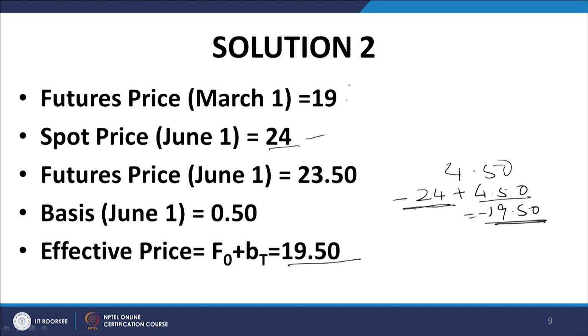4.50 is the profit that I made on the futures position. 19 has gone up to 2350. So, that is 4.50, the profit that I made on the futures position. So, my net cost has come down from minus 24, that is 24, to 19.50. Minus sign shows that it is a cash outflow.